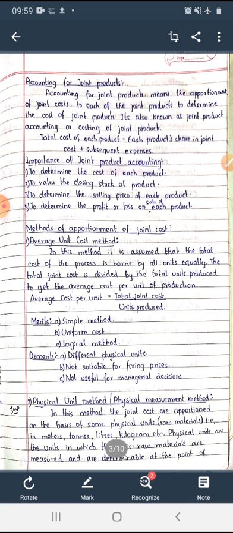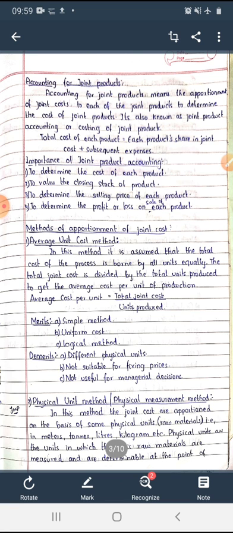Joint products are nothing but the products produced together with the same economic value, with the same process, and with the same raw material, right? And they have the same importance and the same value. Now see how to prepare the accounts for the joint product. What are the procedures? What are the methods?